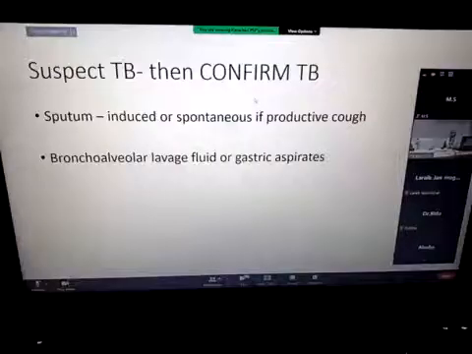Now it's very easy, you can perform a bronchoalveolar lavage. But remember one thing, that this situation is not very biosafe, and if you want to ensure biosafety, that means whoever is performing bronchoscopy and bronchoalveolar lavage or taking a gastric aspirate will have to be well protected.